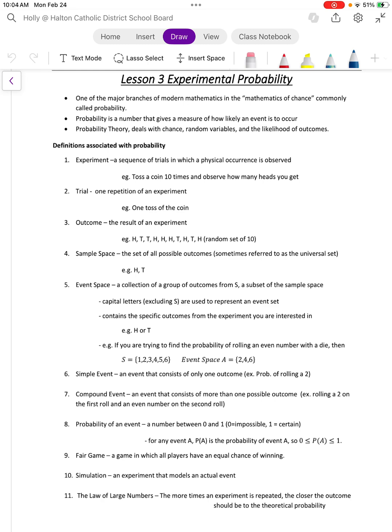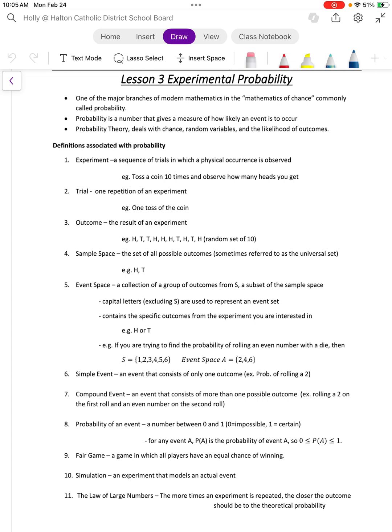So think of the probability that it's going to snow, or the probability of a snow day tomorrow. A lot of weather forecasts, sports, you see a lot of probability of teams winning. That is a major part of most of our everyday lives. The probability theory deals with chance, random variables, and the likelihood of outcomes. How likely is an event to happen?